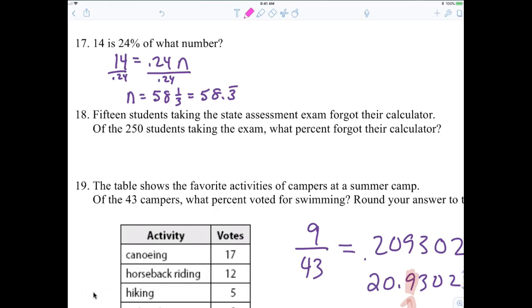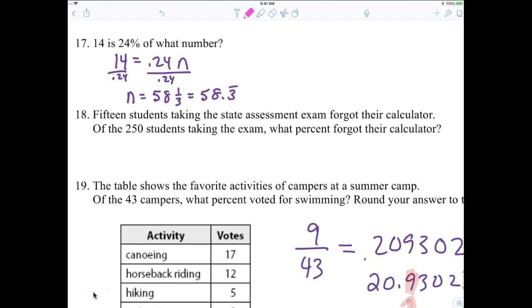So listen to me, listen to me. No. Again, listen, sometimes I don't do a very good job with this part. Remember, to find a percent, it's always part to whole. It's always part to whole. So what part forgot? 15. What's the whole? 250. To me, that's just the easiest way to do these problems. Part to whole, part to whole. That's always what a percent is.